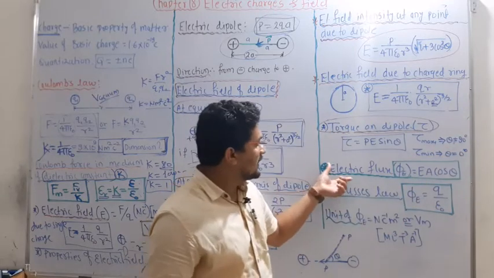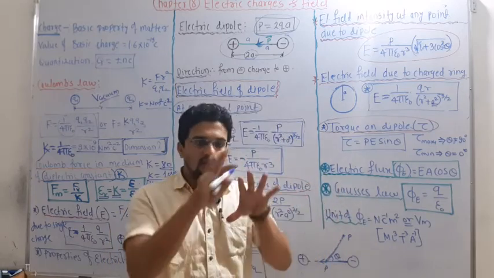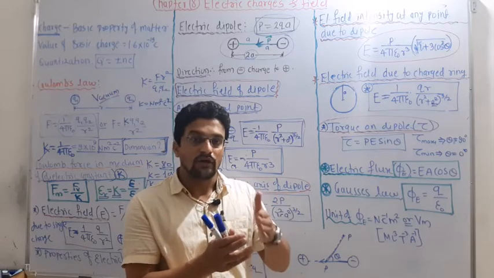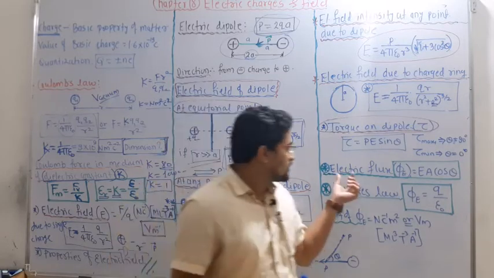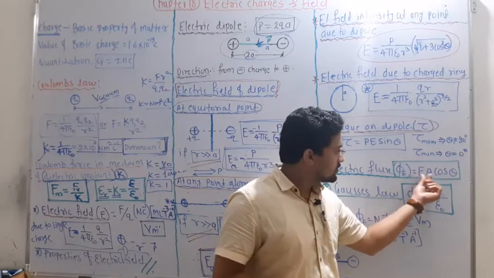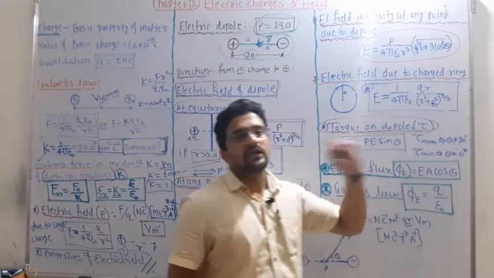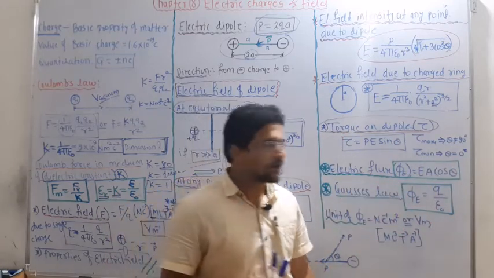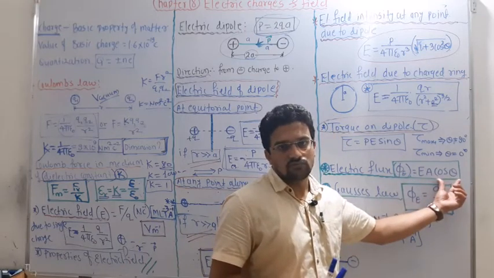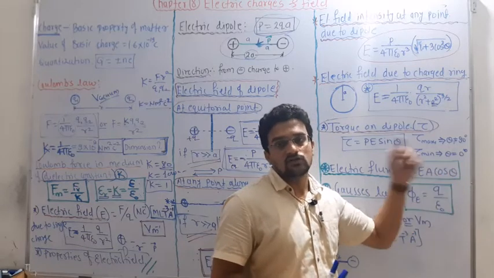Okay, then electric flux, another term: how many electric field lines are crossing through a given area, which is placed perpendicular to, or in front of, the electric field lines. So electric flux is equal to what? EA cos theta. E is the electric field strength, A is the area of cross section, and theta is the angle between the area vector and the electric field, remember. The electric flux is maximum when cos theta is equal to 1, that means theta is equal to 0, and minimum when theta is equal to 90 degrees.